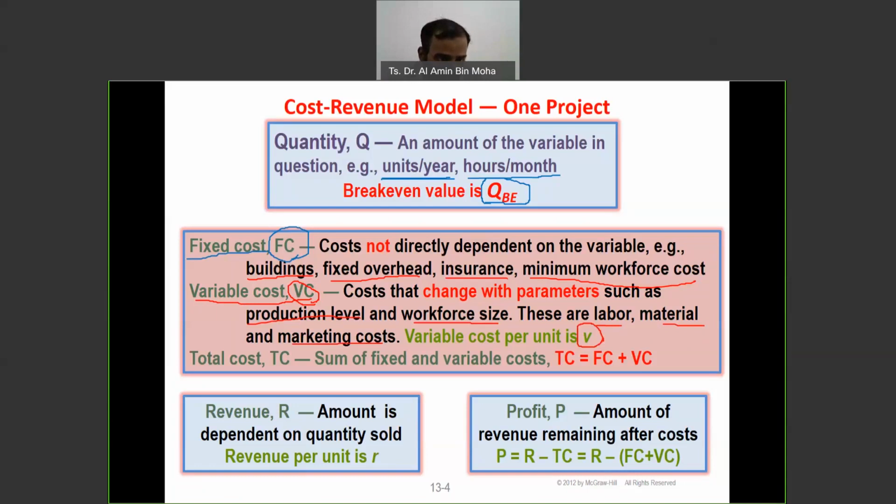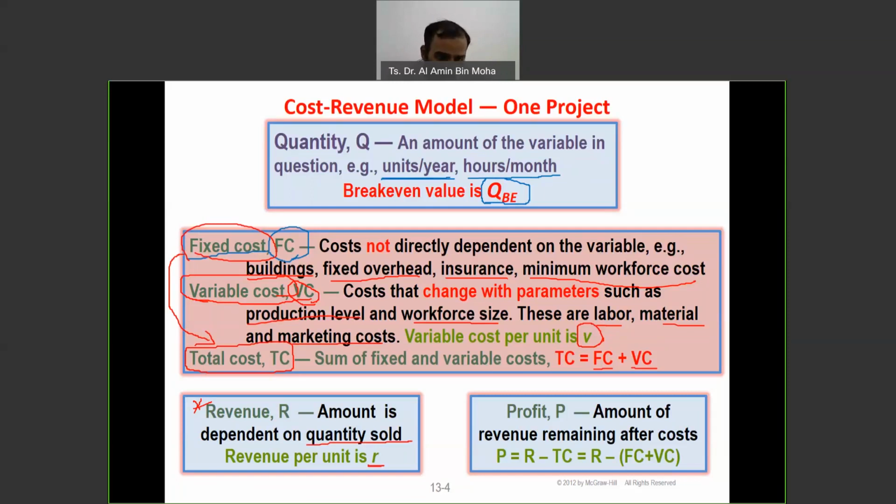And total cost is the sum of fixed and variable costs. So this fixed cost plus this variable cost gives us the total. And revenue is here. What is revenue? It's not your profit. Revenue means you sell something. Let's say you sell 25 donuts, 1 for 1 ringgit. So your revenue is 25 ringgit. It's not your profit yet. The amount is dependent on the quantity sold, and revenue per unit is R. You sell 25 at 1 ringgit each, so R is 1 in the example.